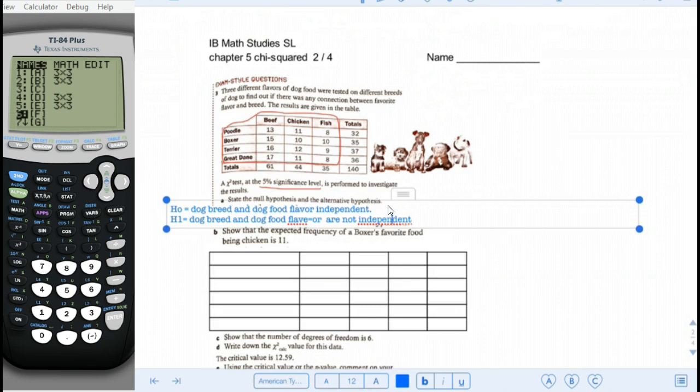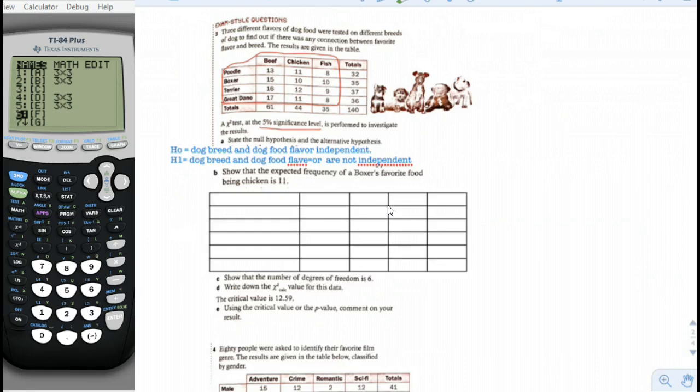We are going to show that the expected frequency of a boxer's favorite food being chicken is 11. The way you would do that is with the calculator, but the calculator doesn't exactly show how to do it. Sometimes on the test they're going to ask something like this because they want you to show how we get a certain expected frequency. They want to see that you can do it. So Boxer's favorite food would be the Boxer row and the chicken column.